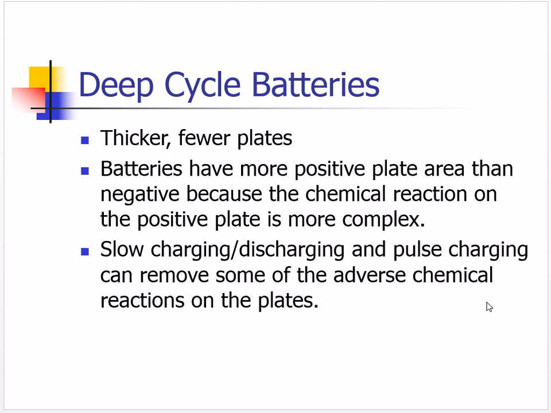For vehicles, we use deep cycle batteries. They tend to have fewer plates with thicker coatings. That just works out better if you're going to cycle the battery up and down a lot. We design in more positive plate area because the chemical reaction's more complicated, and that's the one that's probably going to die more than the negative plate. And with slow charging, there are some pulse charging techniques that can get back some of the chemical reactions, but in general, as the plates wear out, you just gradually lose capacity of the batteries.